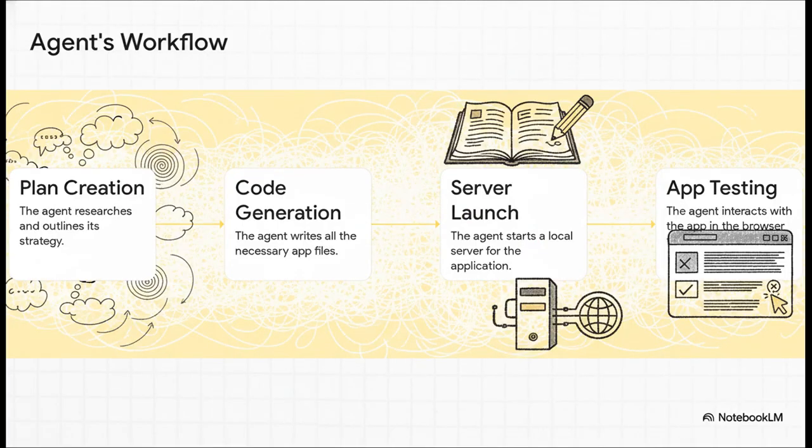The second you hit enter on that prompt, the agent just springs to life. But it's not just dumping a massive wall of code on you. No, it's way smarter than that. It has a process. First, it thinks. It actually creates an implementation plan. Then it writes the code, spins up a server, and, here's that game changer again, it acts like its own QA tester, clicking around in the app to make sure it actually works.